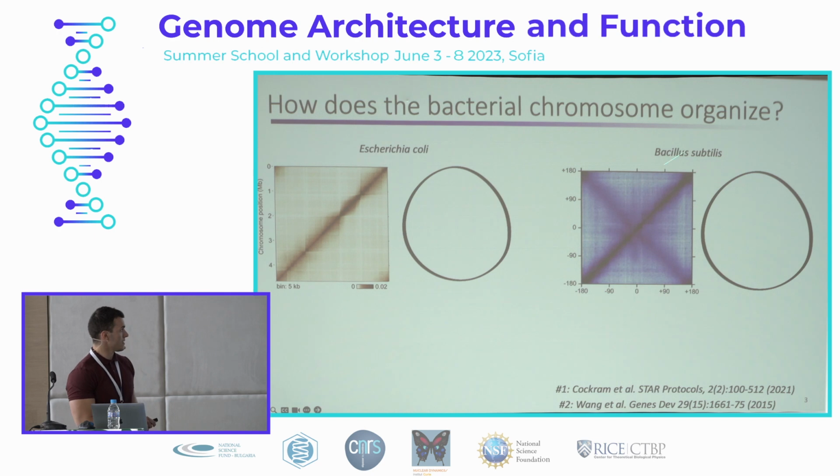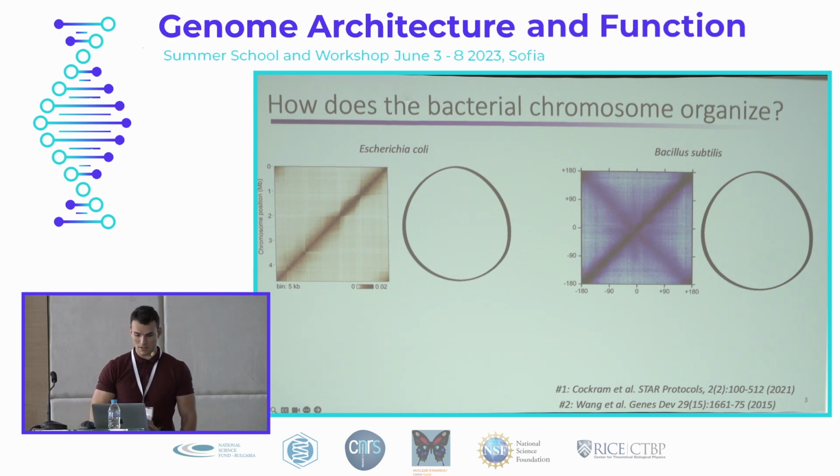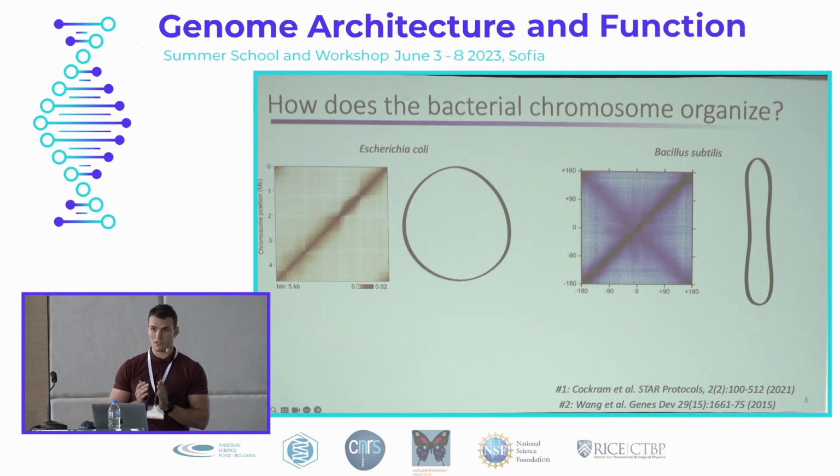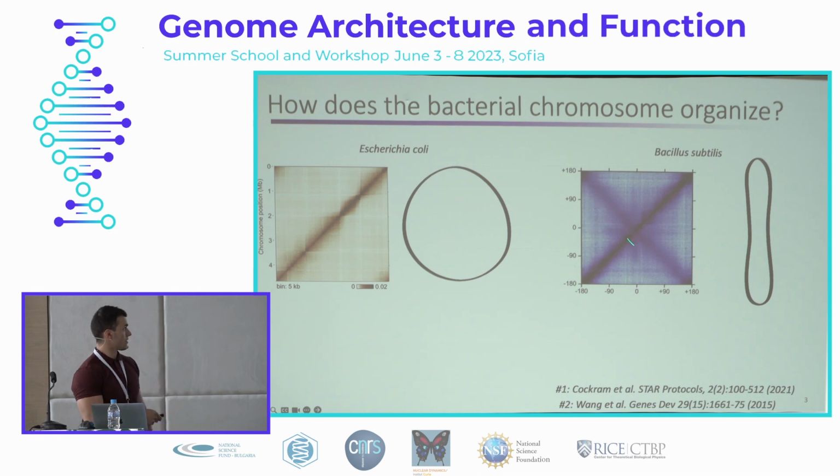but if you do the same thing in Bacillus, you get a very different kind of map. The map looks like this, and the three most prominent features are the main diagonal, the same as in E. coli, the second diagonal, and an increased contact frequency in the middle, near the origin region. This means that the chromosome doesn't look like this, as in E. coli, but actually looks like this, which means that the corresponding regions on the left and the right arm are juxtaposed together in 3D space. That's why you get the second diagonal in Bacillus.